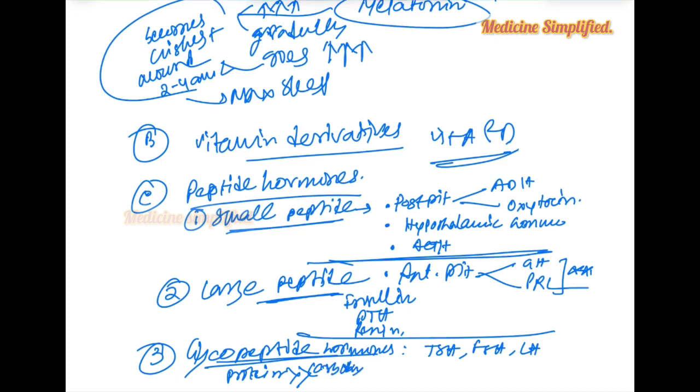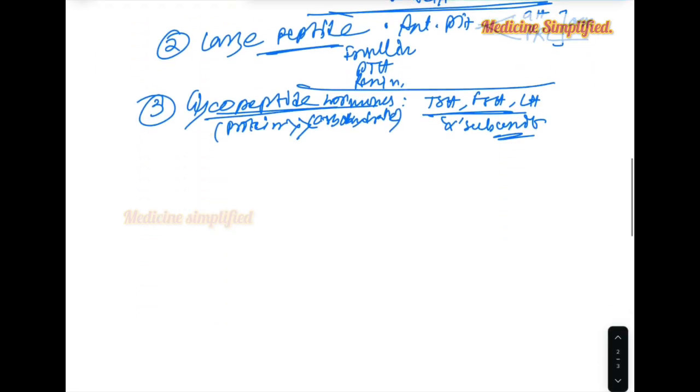Glycopeptide hormones contain more protein than carbohydrate. Examples are TSH, FSH, and LH. There is a similarity between these three hormones: they share a common alpha subunit. So I have said there are three types of peptide hormones: small peptide, large peptide, and glycopeptide hormones.